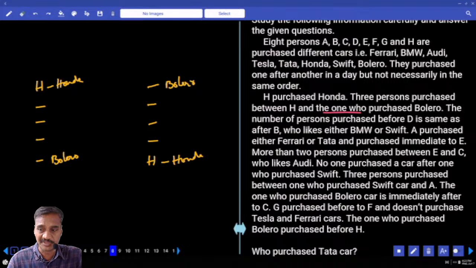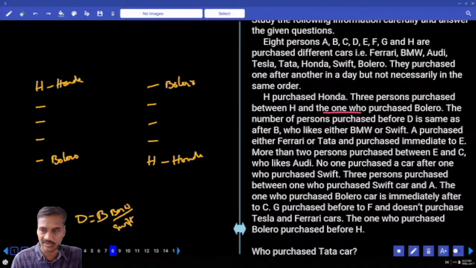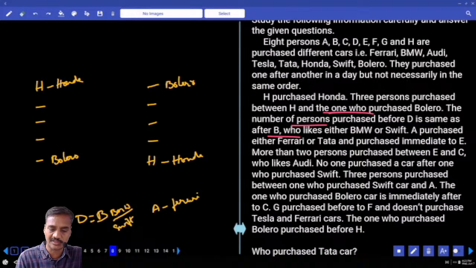And the number of persons before D is the same as after D. Now D equals to B. B likes either BMW or Swift. Now B likes either BMW or Swift. Then next one, the number of persons purchased before D is the same as after B. A purchased either Ferrari or Tata. And whatever this A is, it is either Ferrari or Tata.